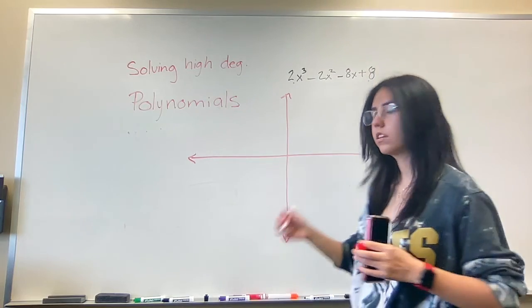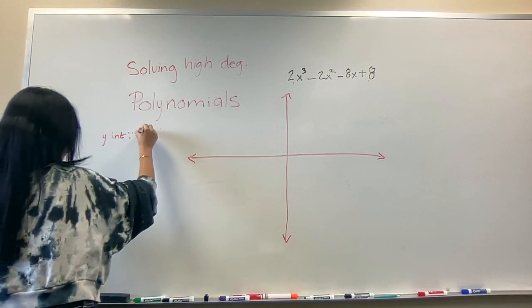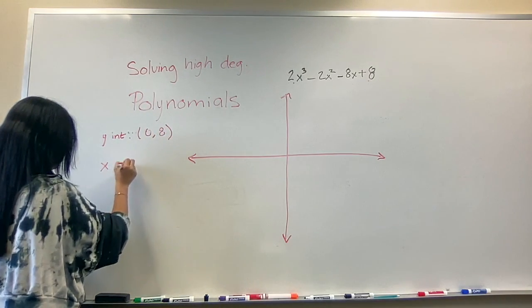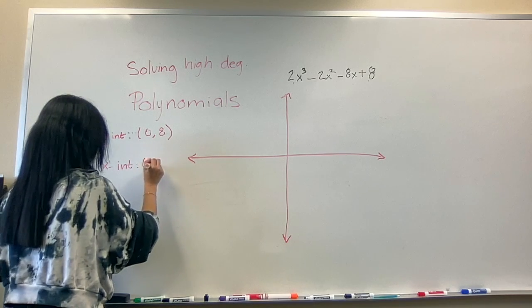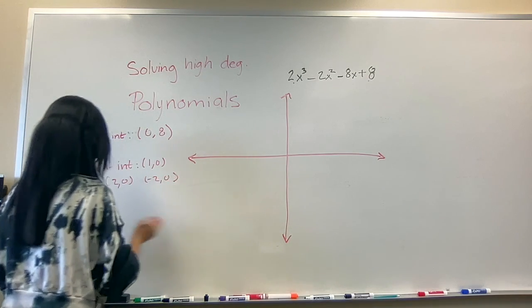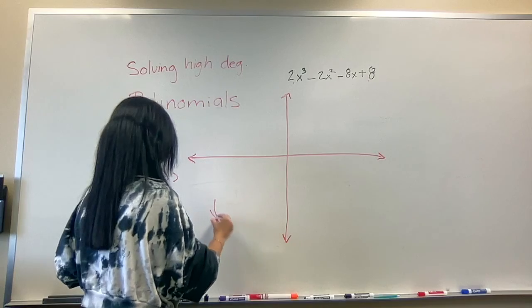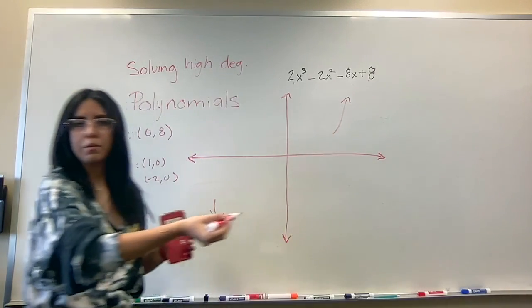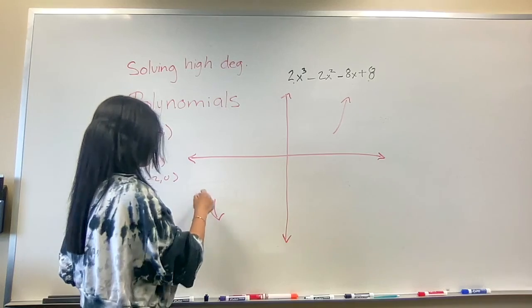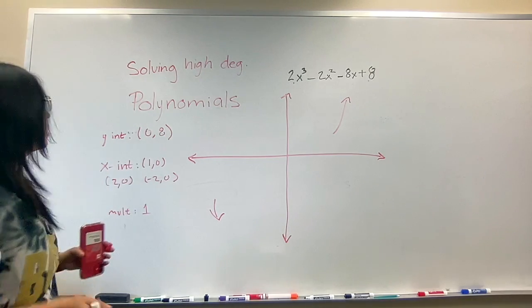Now, let's see. We said that our y-intercept was 8. All right, x-intercepts were 1, 0; 2, 0; and negative 2, 0. And our multiplicity was 1. And we know that our graph goes down and up. Usually when I find the end behavior and they give me a graph, I like to put the end behavior already down, but you don't have to do that if it doesn't work for you.